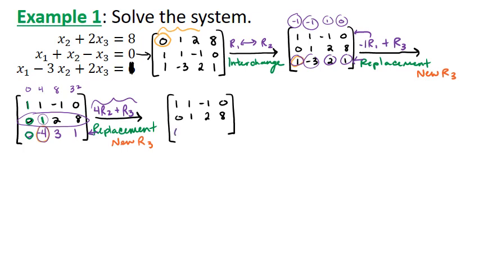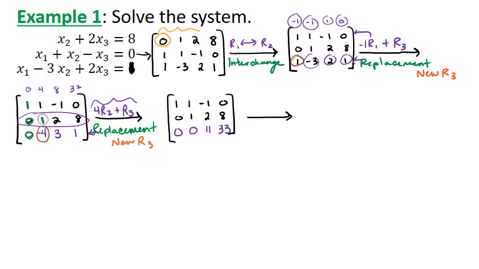0 plus 0 is 0. 4 plus negative 4 is 0. 8 plus 3 is 11. And 32 plus 1 is 33. Okay, we are getting closer to our goal.